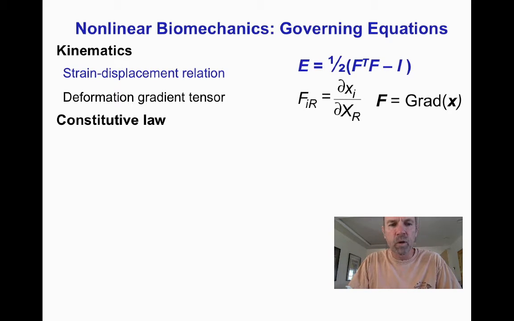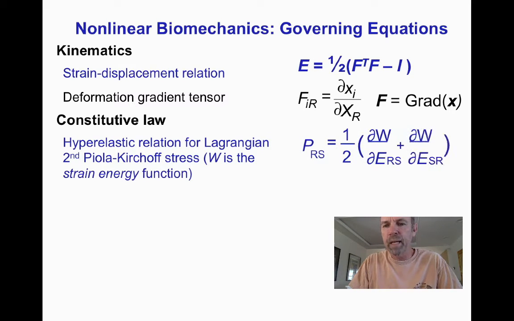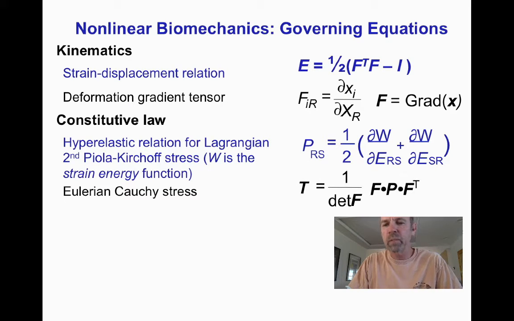Then we have the constitutive law and the hyperelastic relation for the Lagrangian second Piola-Kirchhoff stress in terms of the strain energy function W, which is P_RS equals 1/2 (∂W/∂E_RS plus ∂W/∂E_SR), or we could just write P_RS equals ∂W/∂E_RS for short. Expressing the Cauchy stress in terms of this, the Cauchy stress tensor T is 1 over the determinant of F times F P F transpose. So this is the transformation that converts Lagrangian to Eulerian stress definition.